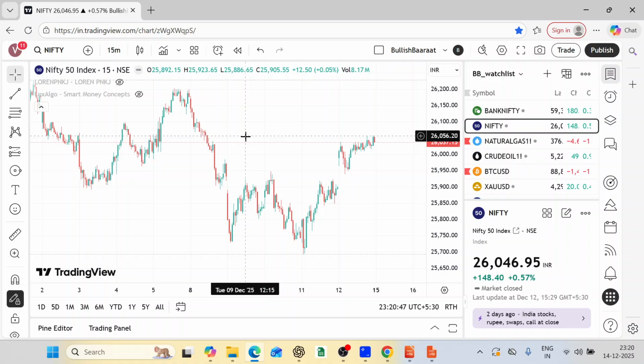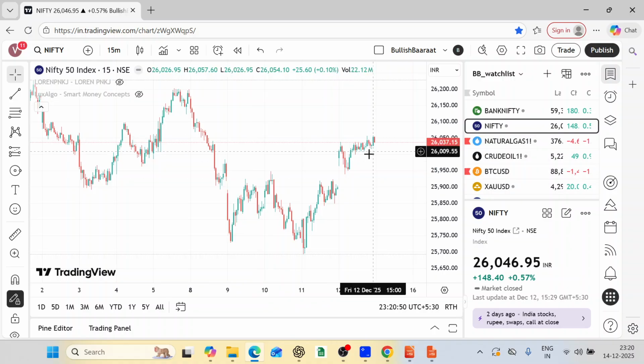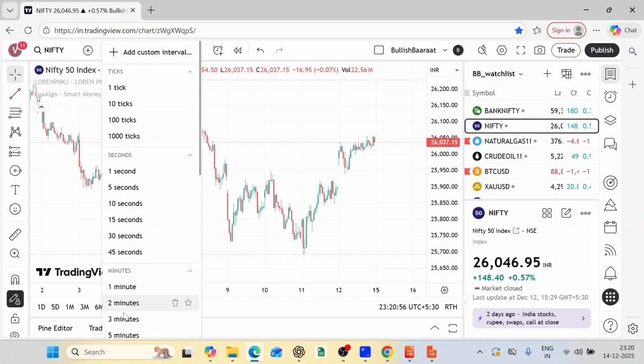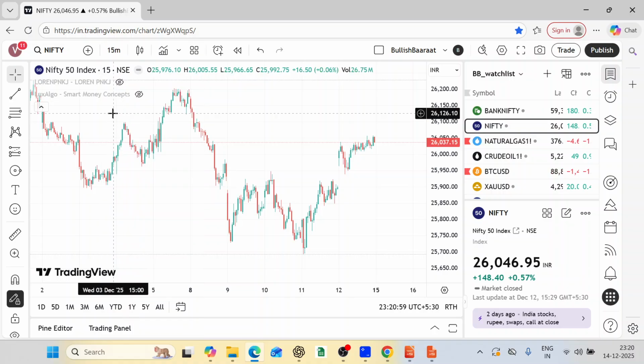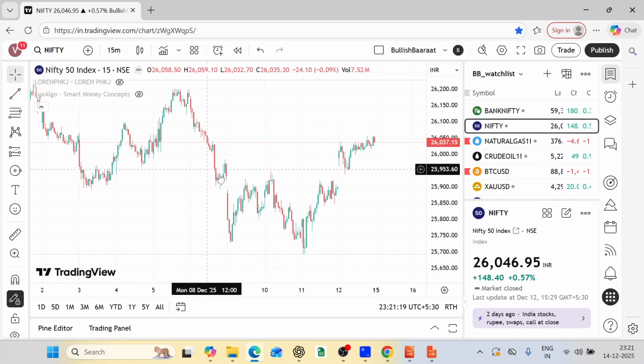Today I've selected the Nifty chart to show how to draw trend lines. So let's select the time frame. The best time frame to draw the trend line is the 15-minute time frame. Why? Because 15 minutes is not very short like 1 minute or 5 minutes, and it's not very long like 1 hour or 2 hours. So it gives us a perfect timeline to draw the trend line. Select the 15-minute timeline here, and this is the Nifty chart.